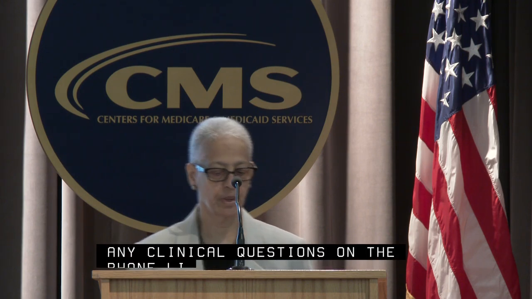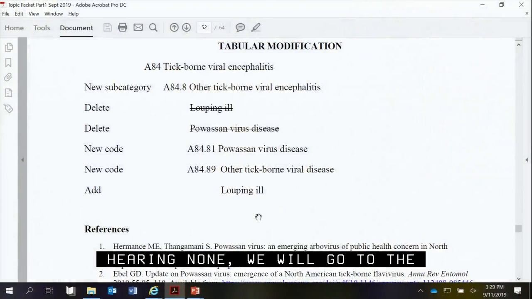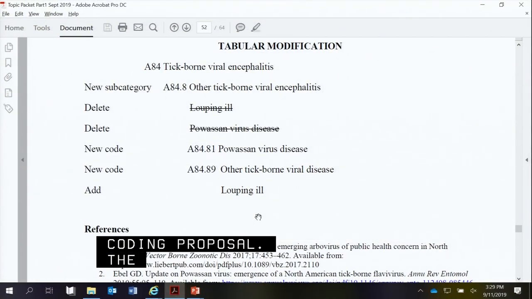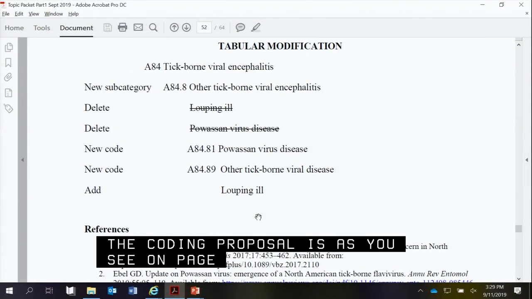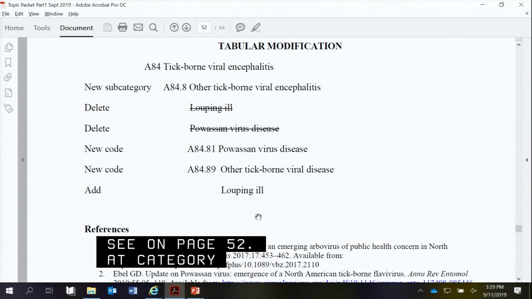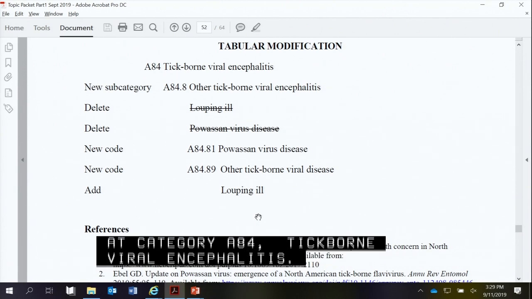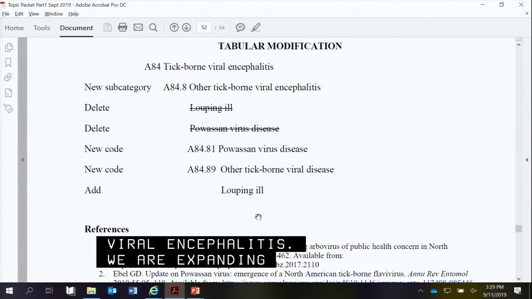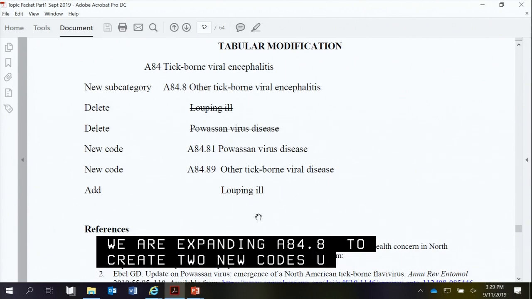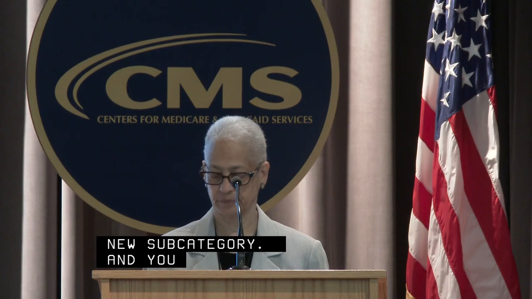The coding proposal is, as you see on page 52, at category A84, tick-borne viral encephalitis, we are taking the A48.8 and expanding it and creating two new codes under that now new subcategory, a new code, A8481 for the Powassan virus disease specifically, and of course, another new code for other tick-borne viral disease. Any comments and or questions on the coding proposal?